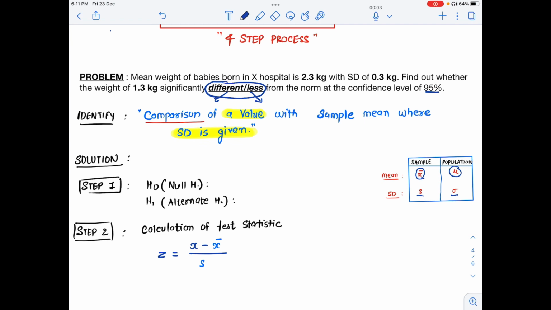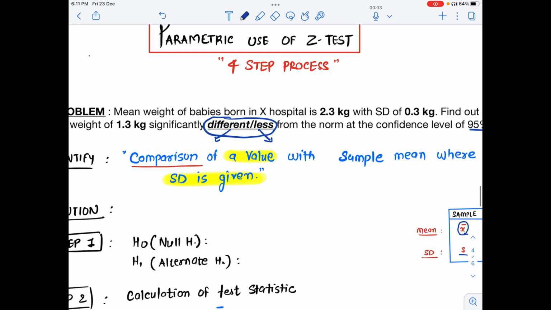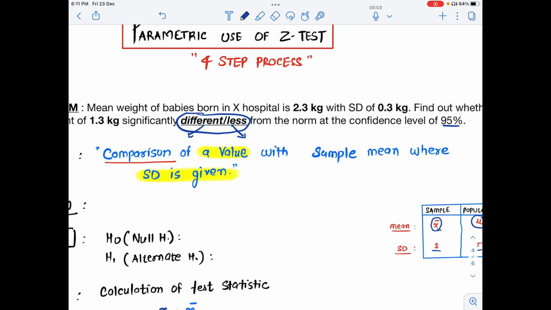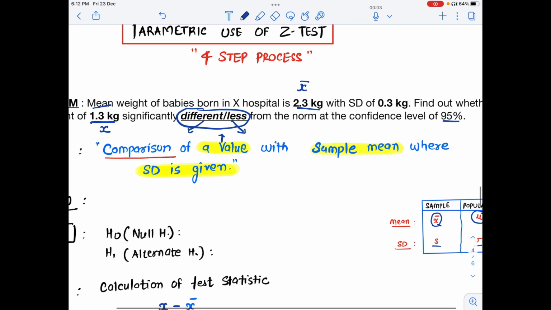So before starting the 4-step process, we have to understand how to identify that the problem can be solved with the z-test. Now as we saw above, it is a comparison of a value or sample mean with a sample mean where standard deviation is given. So is there a value given? Yes, it is 1.3 kg. Is there a sample mean given? Yes, it is given that 2.3 is the mean weight. So this will be x bar because it is a sample, and standard deviation is also given.